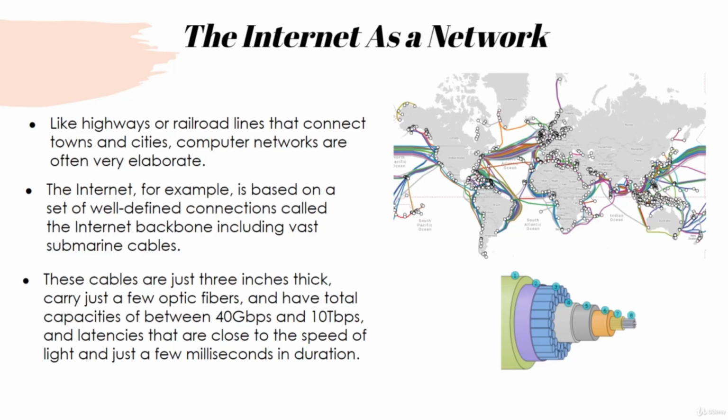And so when we look at these cables here, it's very interesting that they are just 3 inches thick and have a total capacity of between 40 gigabits per second and 10 terabits per second, and latencies that are close to the speed of light in just a few milliseconds in duration. So you can see these are very powerful cables here.